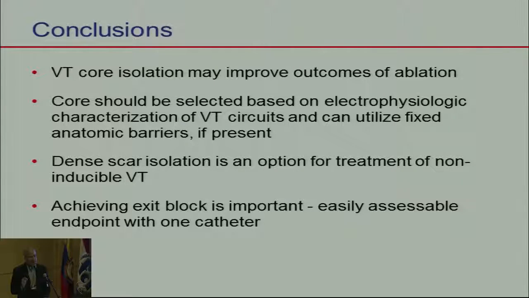The decision to do core isolation, in my opinion, should be selected based on the electrophysiologic characterization of VT circuits, and particularly when we can utilize the existence of fixed anatomical barriers. Dense scar isolation is also an option for non-inducible ventricular tachycardia, and achieving exit block is important, but it's also a very easy bioassay to assess success. We can do that with one catheter. We can pace in one catheter and see if it doesn't capture. We can move that catheter throughout the scar and demonstrate there's no reportable near-field interference.